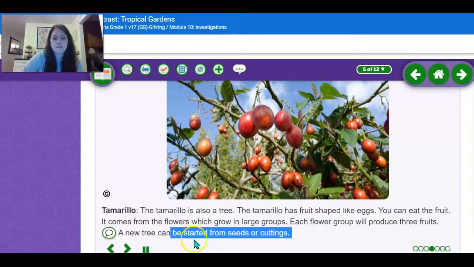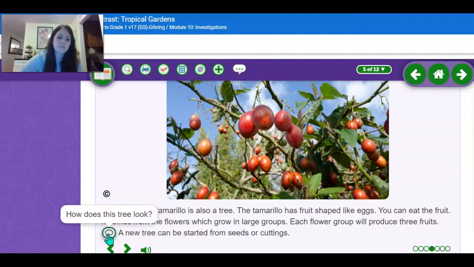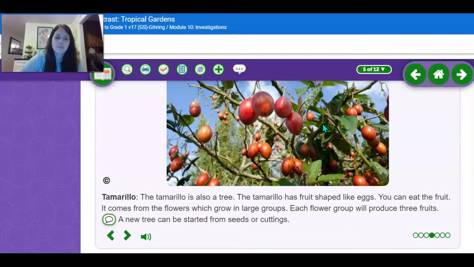Tamarillo. The tamarillo is also a tree. The tamarillo has fruit shaped like eggs. You can eat the fruit. It comes from the flowers, which grow in large groups. Each flower group will produce 3 fruits. A new tree can be started from seeds or cuttings. How does this tree look? Different from our last one. Those fruits are pretty.